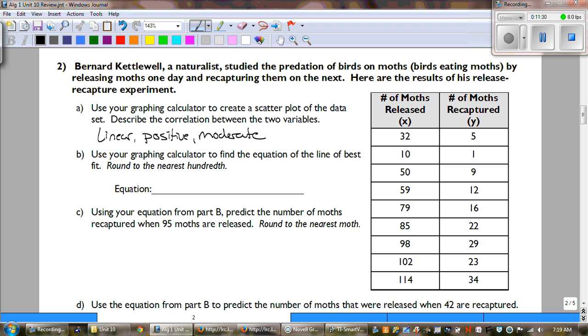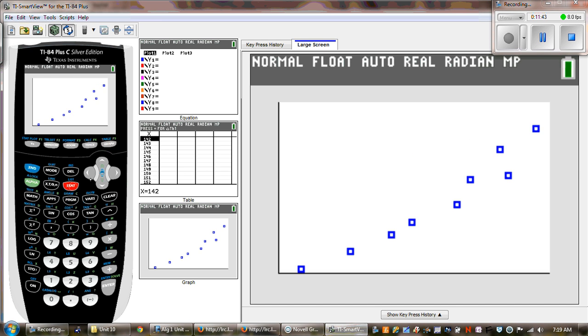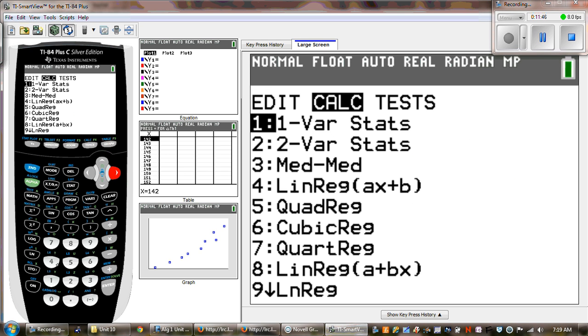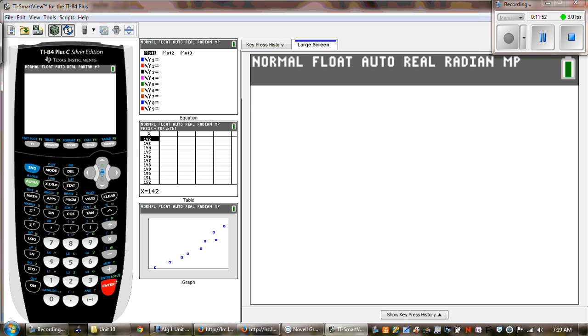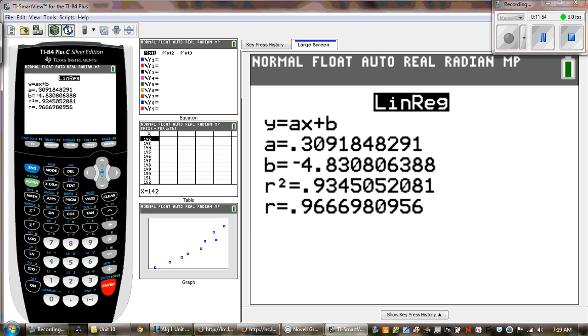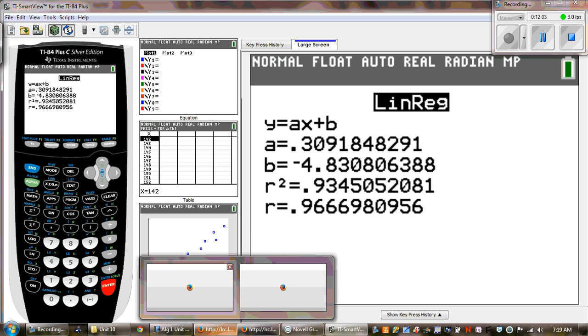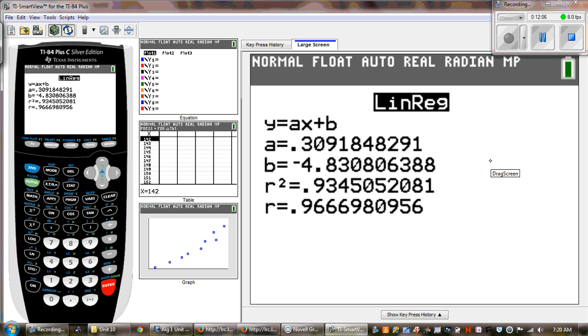Okay, so use your graphing calculator to find the equation of the line of best fit and to round to the nearest hundredth. Remember that that's the second decimal. Okay, so we're going to go to stat. We're going to go to calculate. I know that it's linear, so I'm going to do the line reg and calculate. And remember, we're only looking for A and B. So go ahead and write your equation using that information. If you need to pause the video to get it, go ahead and do that.